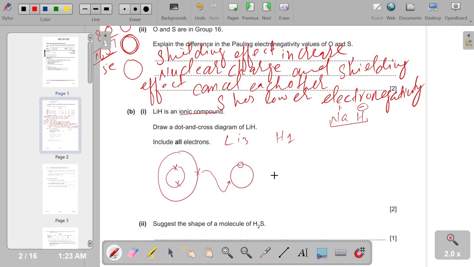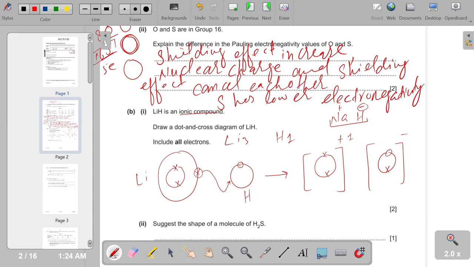When it loses its external electron, there's no need to write the valence shell. I'm writing the second shell, where 2 electrons are present. So lithium is losing one electron and will bear a positive 1 charge. This is the structure for hydrogen. Hydrogen is gaining that electron from lithium, so it now bears a negative charge.